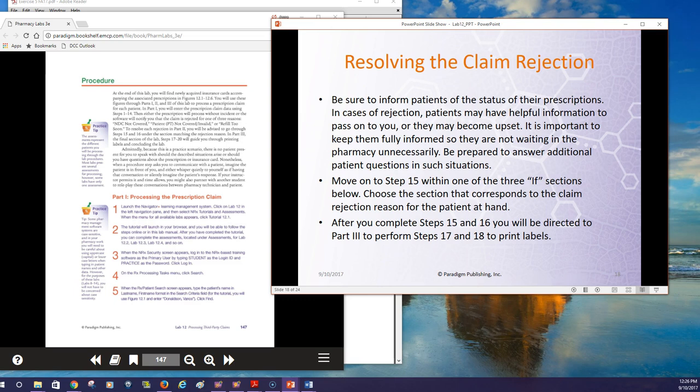If it's something that requires maybe a prior authorization from the physician, maybe the paperwork hasn't been completed at that end. Pharmacies do not get prior authorization. That is a prescriber responsibility. However, we can sometimes help and facilitate with information. So we want to make sure that the patient's aware.